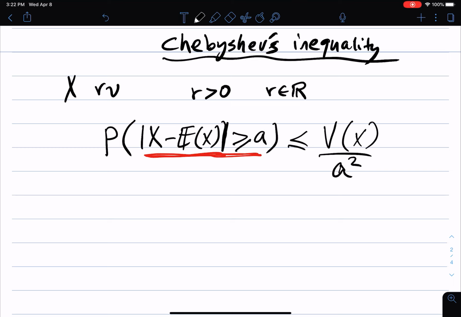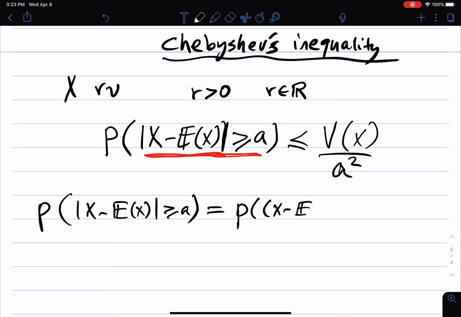So now this is much tighter than Markov's inequality for two reasons. First of all, it's now normalized by a squared, not just by a. And the second thing is this makes use of the variance of the random variable and not just of the expected value. Now, where does this come from, or how do we derive this? The derivation is very simple, because if you look at the probability of the absolute value of x minus the expected value of x greater than or equal to a, this is the same probability as P of x minus E of x squared greater than or equal to a squared.